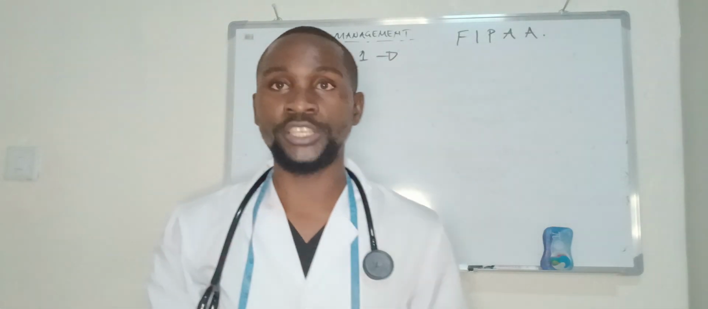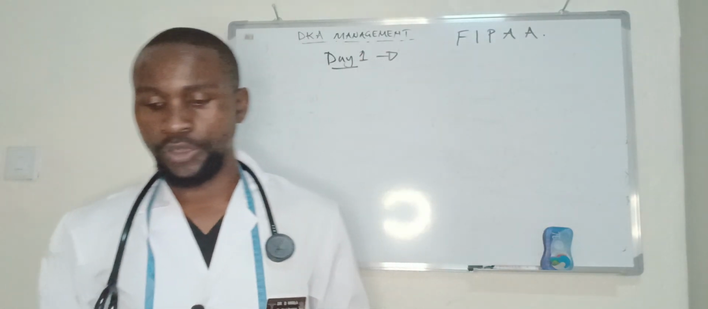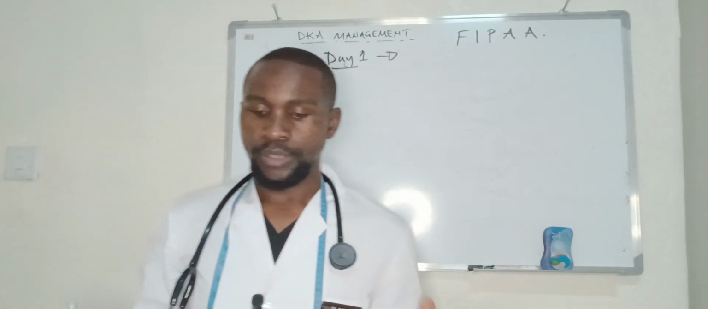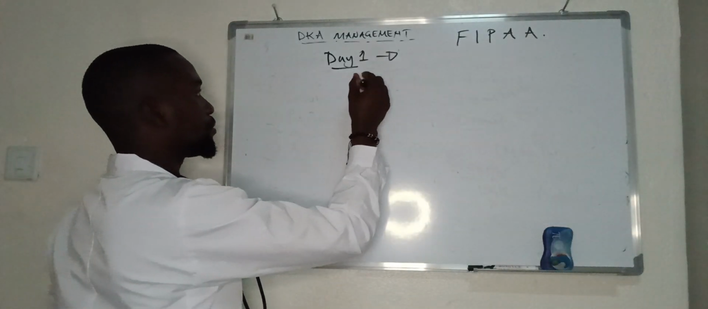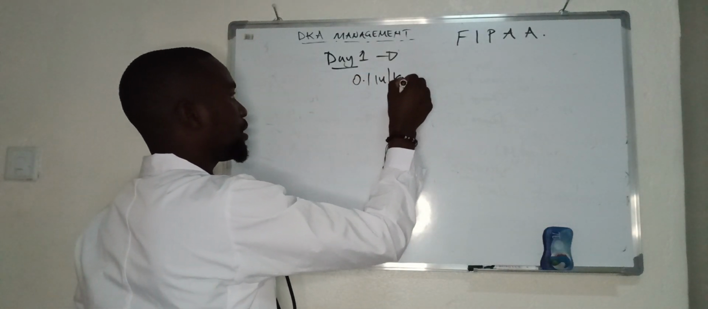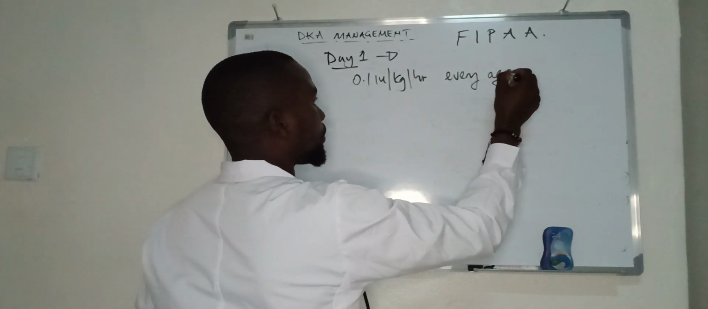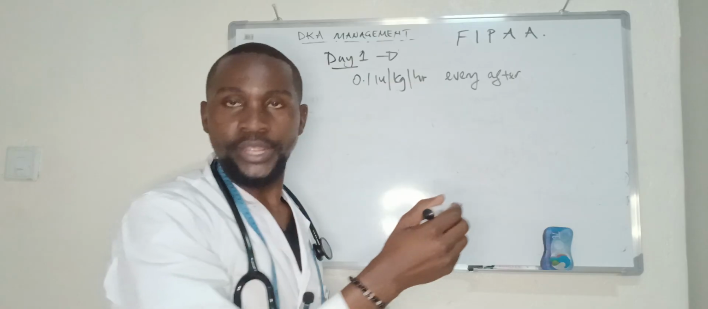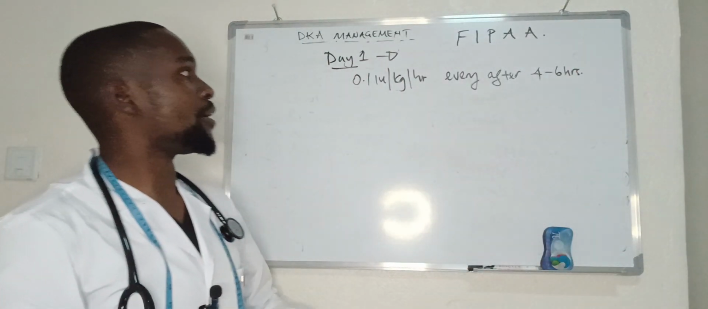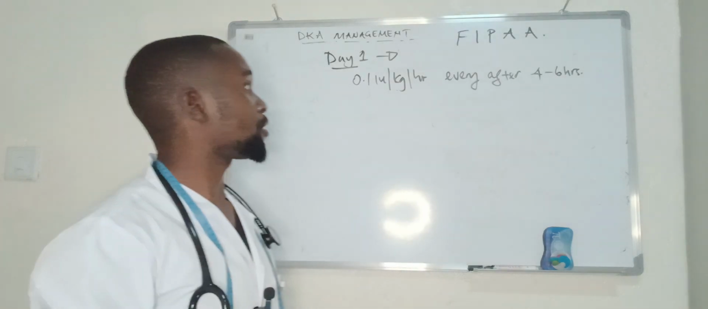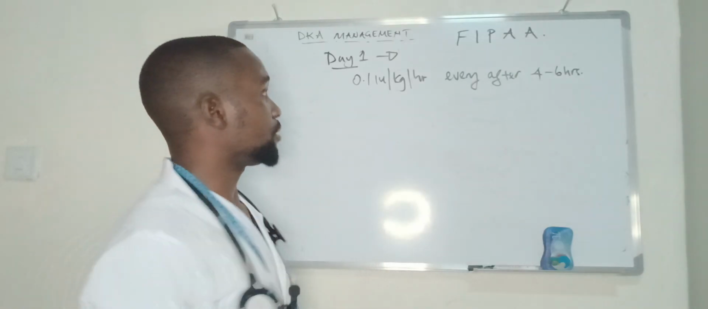You are going to start the patient on short-acting or regular insulin, which is going to be given as 0.1 international units per kg, every 4 to 6 hours. So every 4 to 6 hours you give 0.1 international units per kg. This is given as subcutaneous insulin. So subcut.